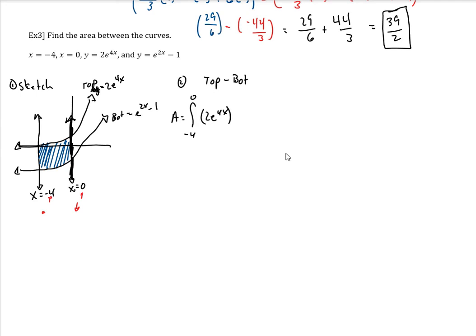And go ahead and put that in parentheses. Even if it is just one term, I think it's a good habit. Minus the bottom function, which again also put in parentheses, because the negative will distribute. Okay, and then one more thing at parentheses, dx. Okay, and then now the steps are pretty similar. At this point, we're just going to simplify. So from -4 to 0, 2e to the 4x, distribute, so minus e to the 2x plus 1.